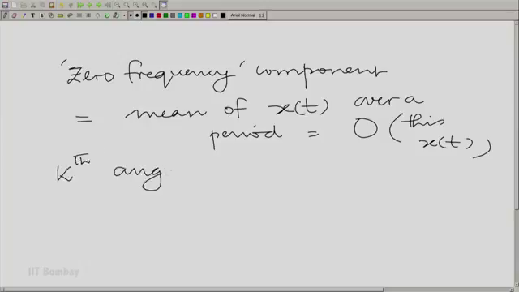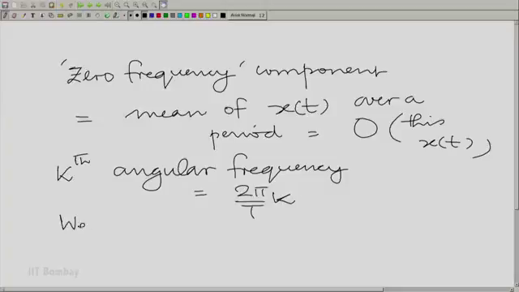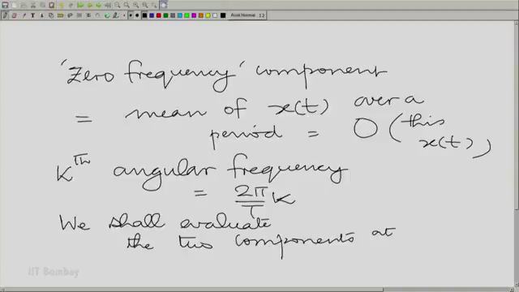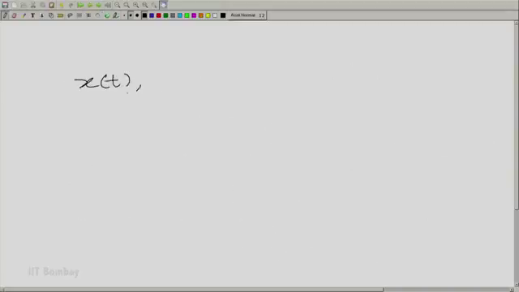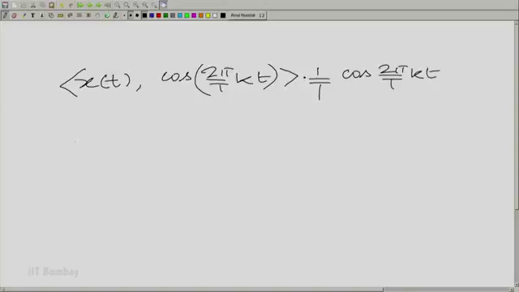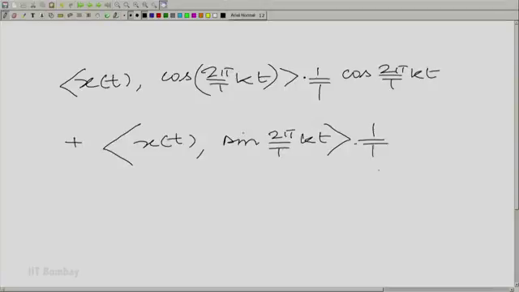Now, let us take the kth component. So, the kth angular frequency that we need to consider is 2π/T times k, and we shall evaluate the two components at this frequency. The first component is of course the dot product of x(t) with cos(2π/T kt), multiplied by 1/T cos(2π/T), plus the inner product of x(t) with sin(2π/T kt), and then again multiplied by 1/T sin(2π/T).